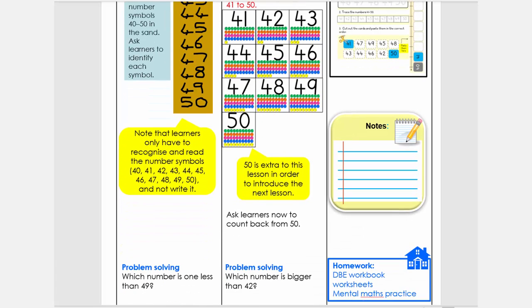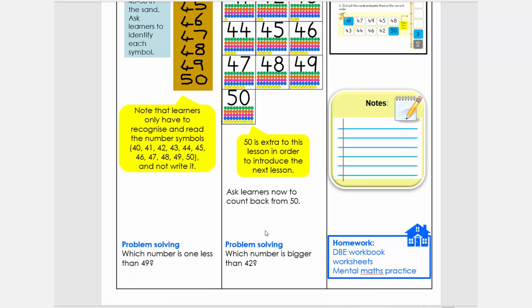And then your problem solving is just again a number to say which is one more and which is one less. Again, it's using concrete resources and then representative. Remember with problem solving, we're preparing them to do problem solving on their own and to read it.